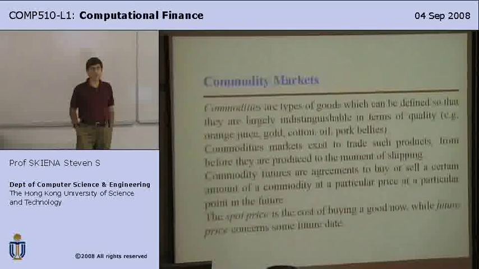Somehow it means that one of them is about the same as the other. They're somehow interchangeable goods. Maybe that example isn't so clear. But basically, when people talk about a commodity, it is a type of good that is indistinguishable in terms of quality. For example, orange juice. If you define a standard of quality of orange juice, you go to the shop downstairs. There are two bottles of orange juice. Is there any difference between the two bottles? There should not be a difference between them.